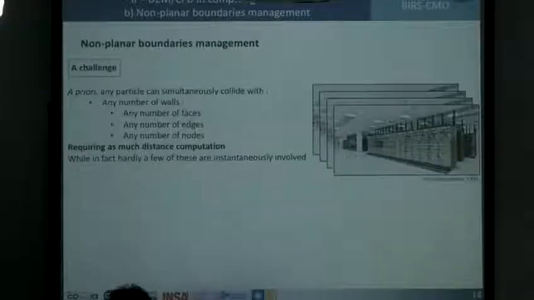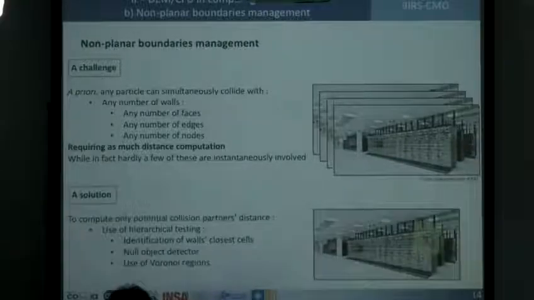The problem with that is that a priori, any particle can collide with any number and any type of boundary feature at the same time. Boundary features here can be faces, edges, and nodes, thus requiring as many distance or dot product computations, while in fact hardly a few boundary features are collided by the same particle at a given instant. Hence, our solution is to discard more and more operations in order to improve the numerical cost of all these operations.